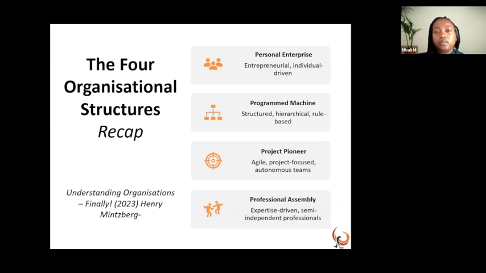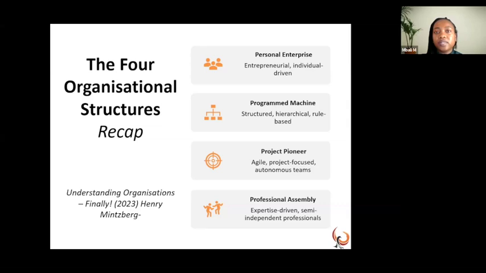So instead of trying to force change on the structure itself when it's not really needed, sometimes yes, it is needed, but sometimes you don't need to disrupt the system, just apply approaches that complement the structure. For instance, what works in a highly centralized programmed machine might hinder collaboration if you apply it in a professional assembly. So you need to understand these structural differences to effectively support the organization's natural workflow and avoid disruptions, confusion, and uncertainty. There is no one size fits all. Hence, we're now looking at all of these different structures, and it's made simple by Mintzberg.